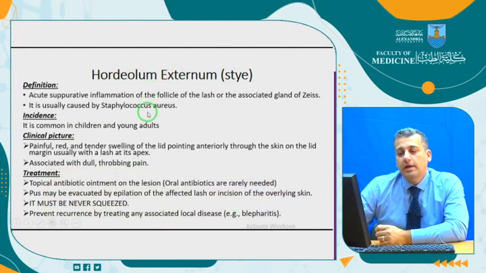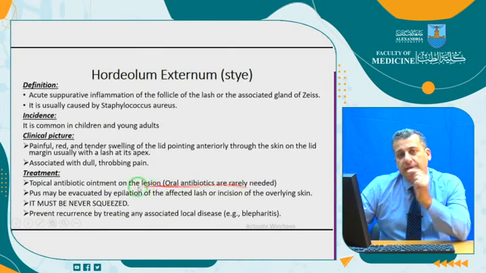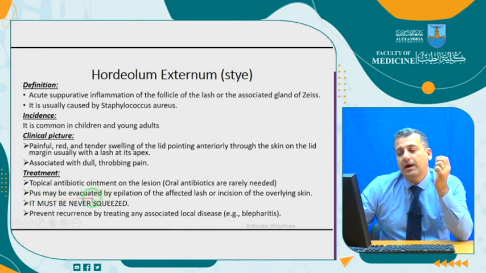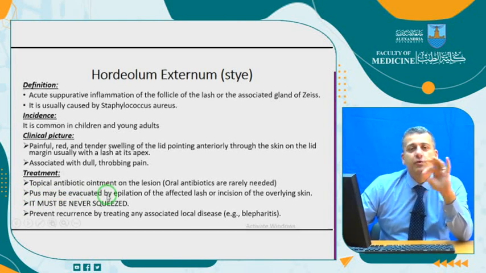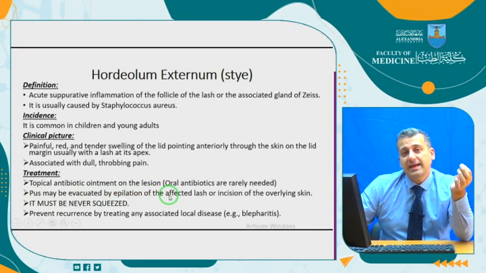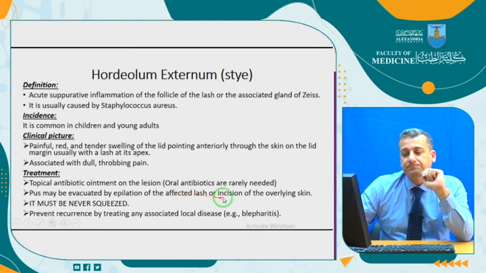How do we treat it? Topical antibiotic ointment on the lesion. Oral antibiotics are rarely needed because this inflammation is usually mild and small, so we apply topical antibiotic eye ointment. The pus can be evacuated by epilation, which means removal of the affected lash. When you epilate this lash, it is as if you are opening a very small opening around the pus, and the pus can come out from the lash root itself.